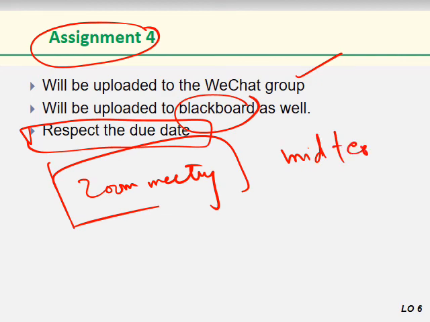You are required to attend this Zoom meeting because it's very important. We will talk about the paper pattern in our Zoom meeting. And also, if you have any query or question, we will also discuss it in our Zoom meeting as well. Okay.